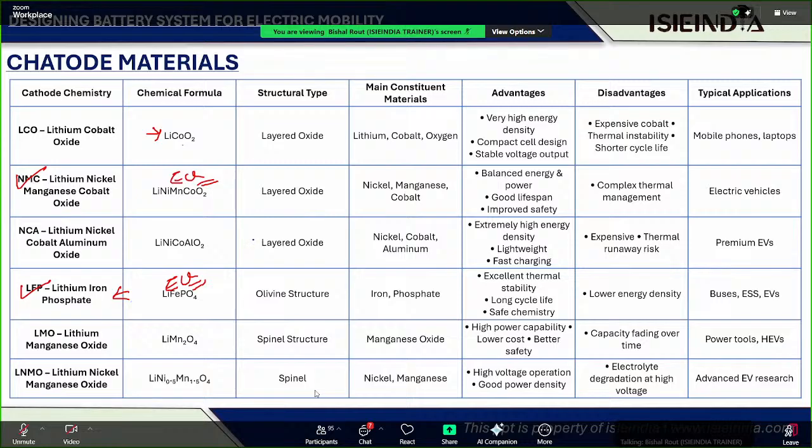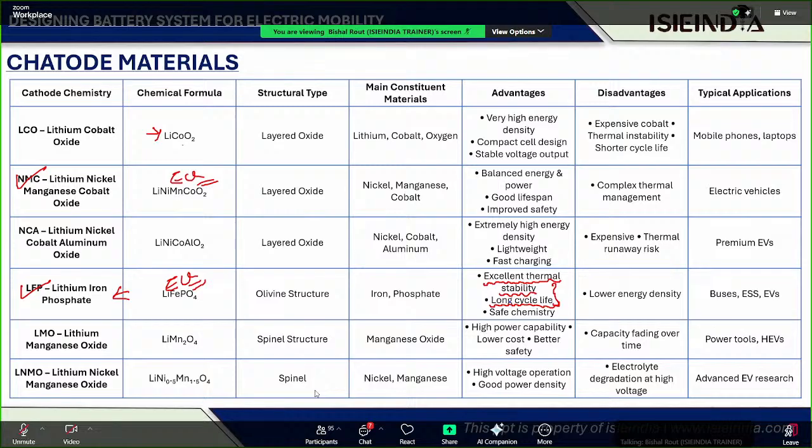And these are the things which are written: lithium iron phosphate is an olivine structure, and it has iron and phosphate as its main constituents, and it gives you something very important: excellent thermal stability and long cycle life. And that is the reason why it is more used as far as EV is concerned.